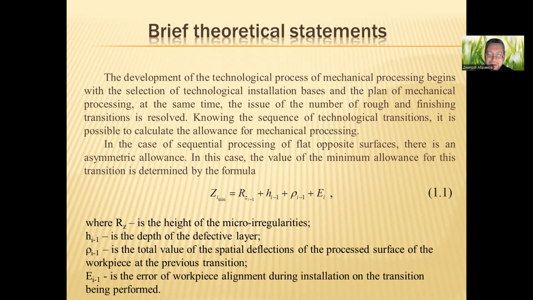In the case of sequential processing of flat opposite surfaces, there is an asymmetric allowance. In this case, the value of the minimum allowance for this transition is determined by formula 1.1: Z sub i min is equal to the sum of R sub Z i-1, H sub i-1, rho sub i-1, and E sub i. Here i-1 is the previous transition.